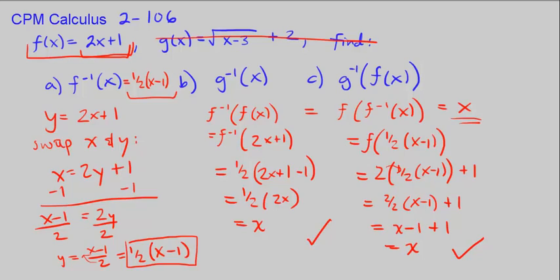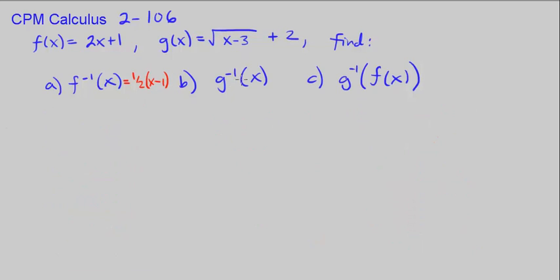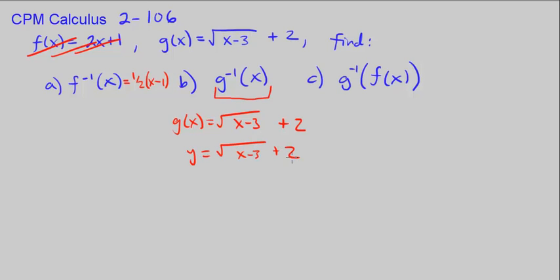So now let's do part B. We're looking for the inverse function of g. Here we don't care about f, we're just going to look at g. So g of x equals the square root of x minus 3 plus 2. We make this a y, and then we swap x and y. So it's x equals the square root of y minus 3 plus 2.